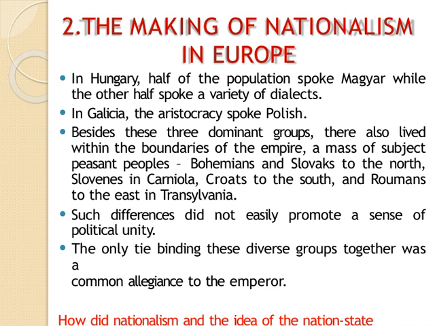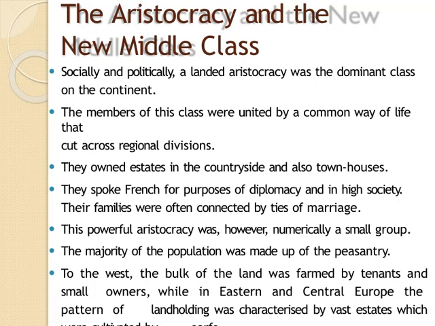So, when we ask, how did nationalism and the idea of the nation-state emerge, we see that it was a complex process. It involved people beginning to see themselves not just as subjects of an empire, but as members of distinct nations with their own identities and aspirations. This shift was the foundation for the modern idea of nation-states, where shared language, culture, and identity become the basis for political sovereignty. So let's talk about the aristocracy and the new middle class.